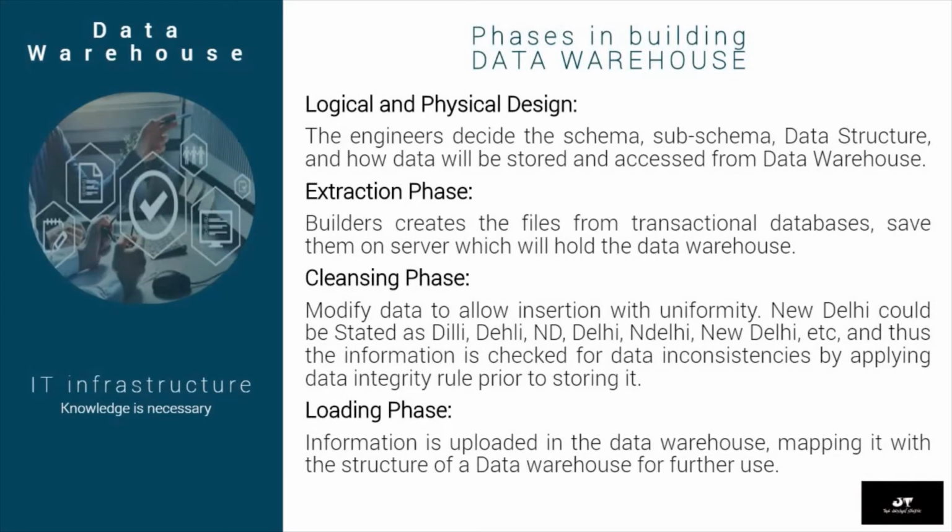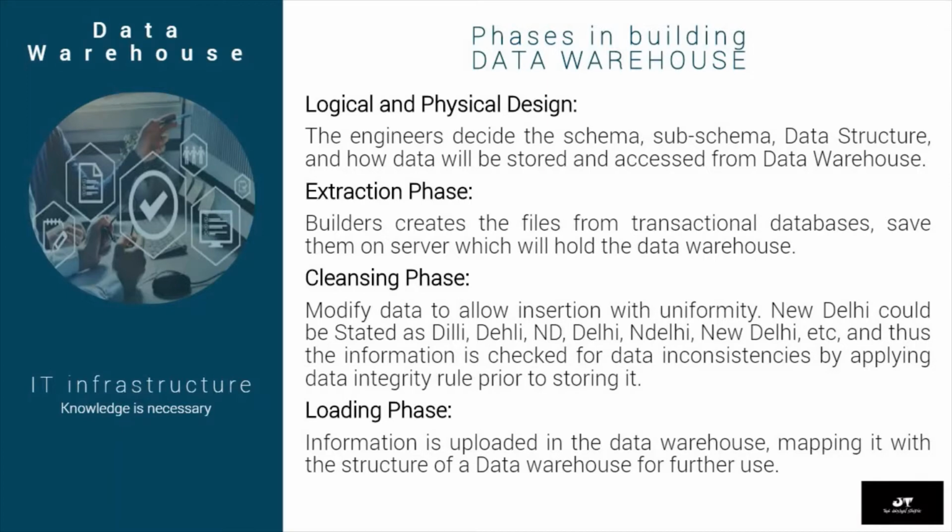The building of a data warehouse is done in phases which are discussed here. The first phase is the logical and physical design phase, in which the database engineers decide the schema, subschema, data structure, and how data will be stored to, and accessed from the data warehouse. The second phase is the extraction phase. The builders create the files from transactional databases, and save them on the server, which will hold the data warehouse.